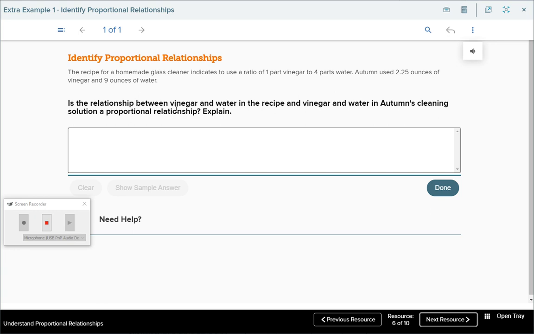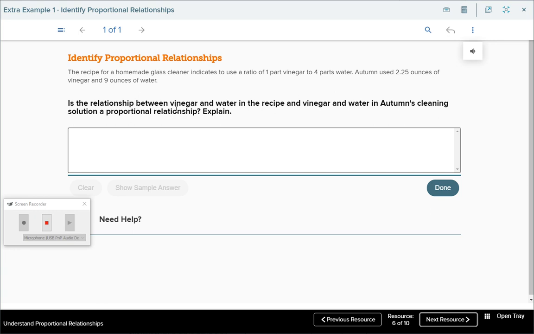What do you think? Let's write this out. This says 1 part vinegar to how many parts water? What does it say there, guys? 4. Okay? So 1, 2, 3, 4.